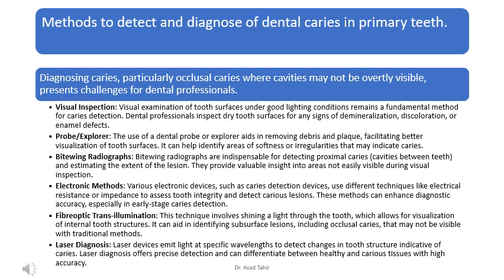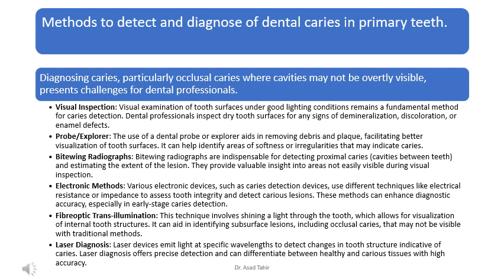Bitewing radiographs. Bitewing radiographs are indispensable for detecting caries, cavities between teeth, and estimating the extent of the lesion. They provide valuable insight into areas not easily visible during visual inspection. Electronic methods. Various electronic devices, such as caries detection devices, use different techniques like electrical resistance or impedance to assess tooth integrity and detect carious lesions. These methods can enhance diagnostic accuracy, especially in early-stage caries detection.